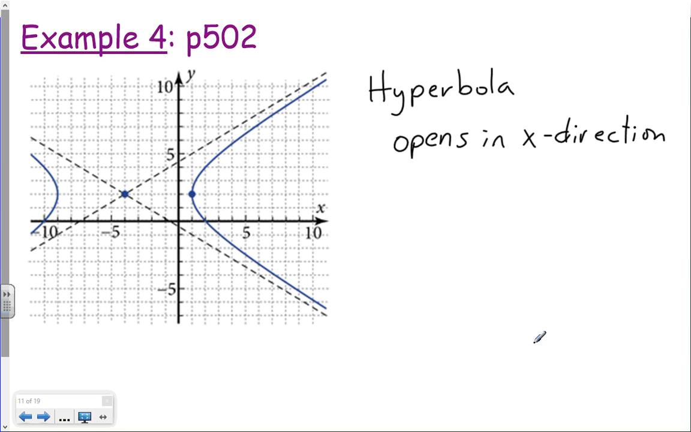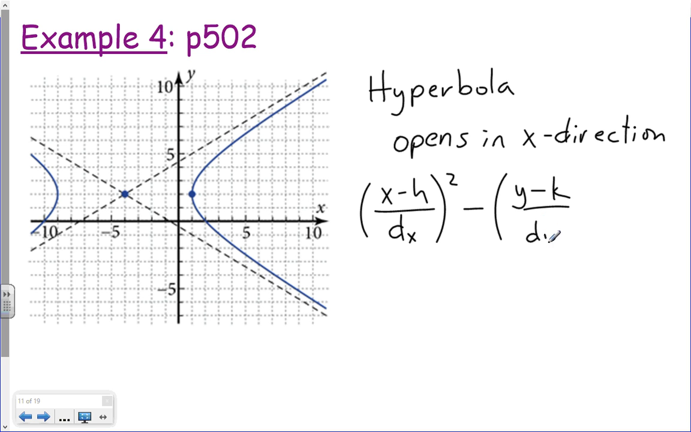So let's write down that equation then. It was x minus h over d sub x squared, and then minus, because it's opening in the x direction is how I know where that negative sign shows up, y minus k over d sub y squared is equal to 1.